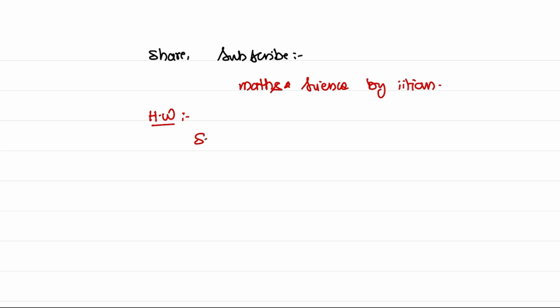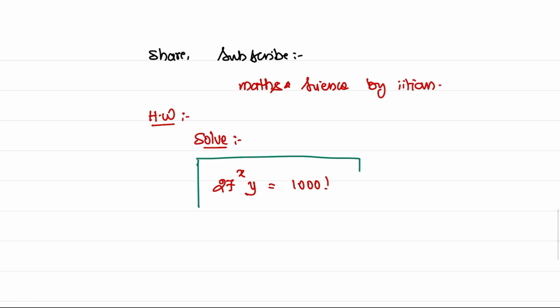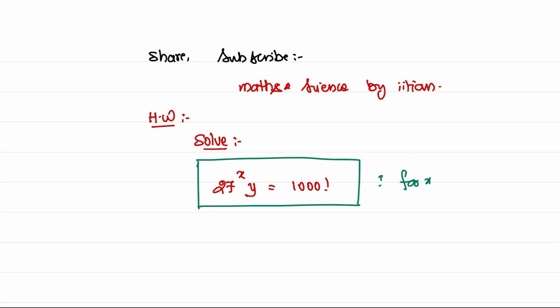Now you please see that another problem I am going to give you as homework. Solve 27 to the power of x into y is equal to 1000 factorial. Solve it for x and y. Take this as homework and do it, so that you will get familiar with the process and method which I have explained.